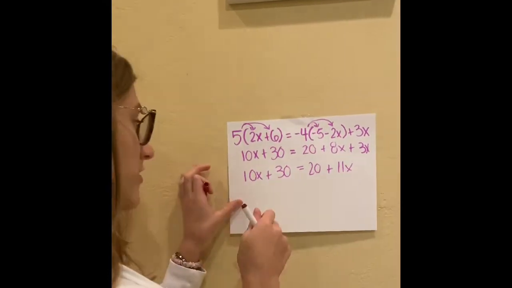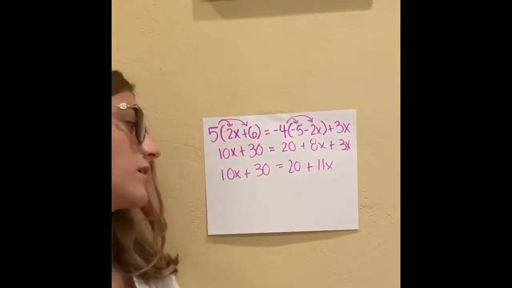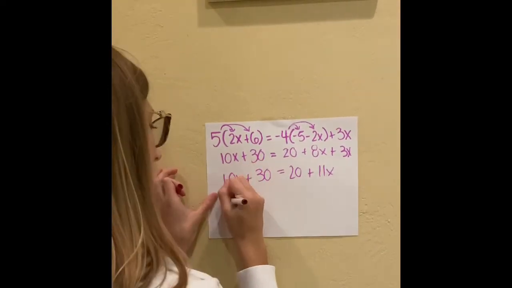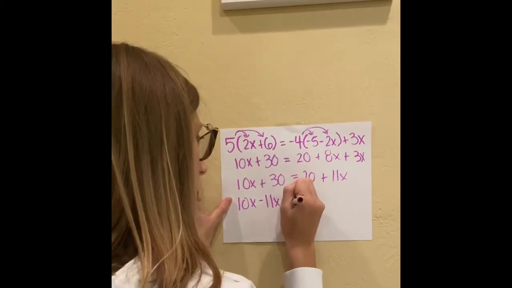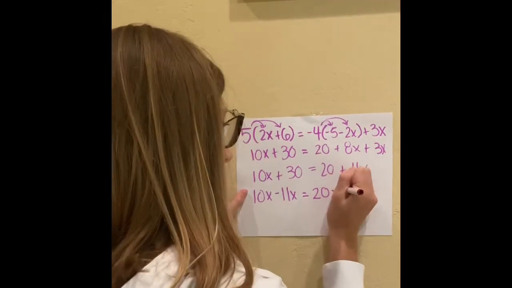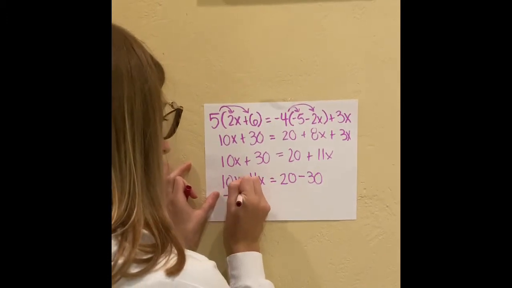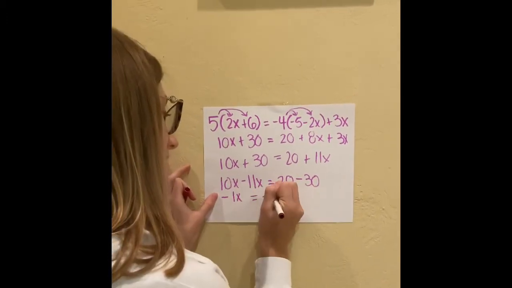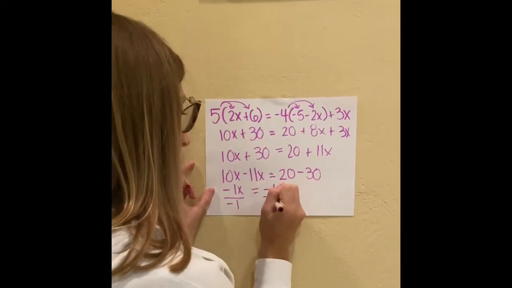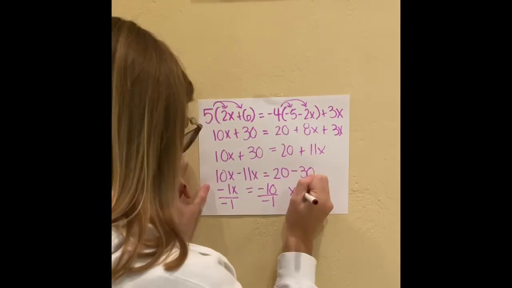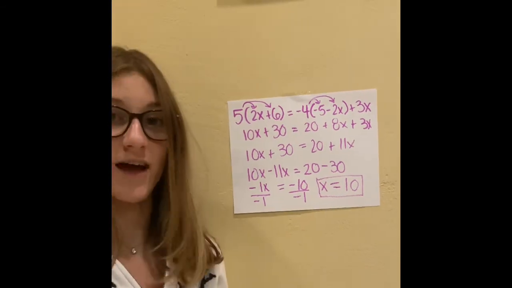So once we get that, we are going to just combine the like terms again just to get them separate from each other so it's easier to solve the equation. So we have 10x - 11x = 20 - 30. So now we're going to subtract this, and we get -1x = -10. Then you are going to do negative 1 over negative 1, and we get x = 10. And that is our final answer.